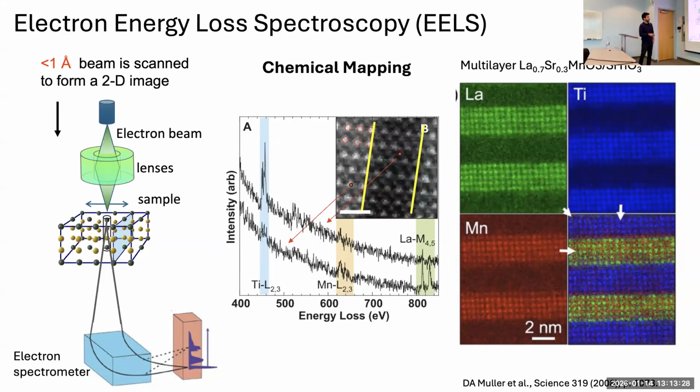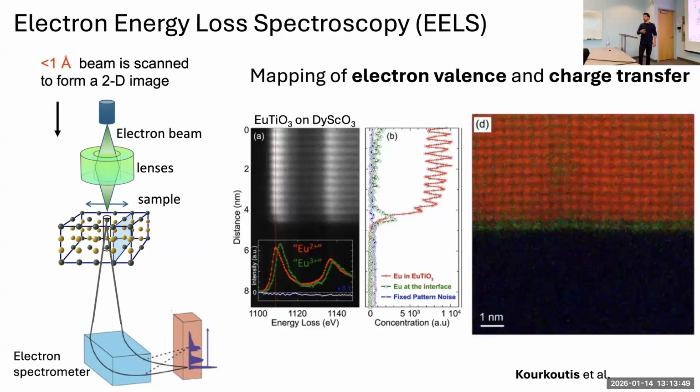And you can see we have manganese, which is much weaker in the strontium titanate layers. And inversely, with the strontium titanate, we get a strong titanium edge, and that's missing in the manganese oxide layer. So this is very useful for chemical identification at the atomic scale. And you can go even further.